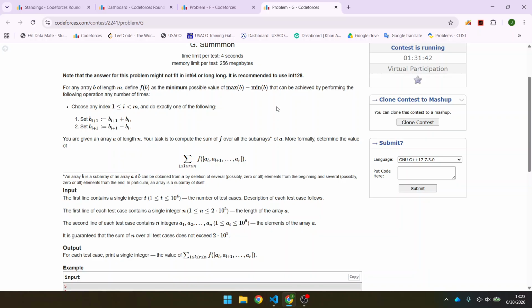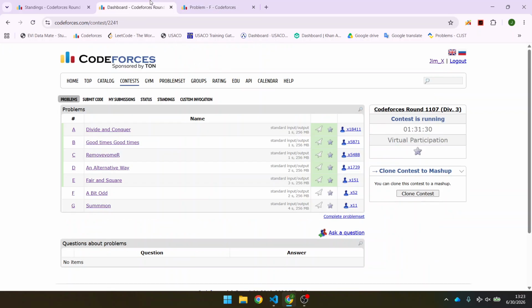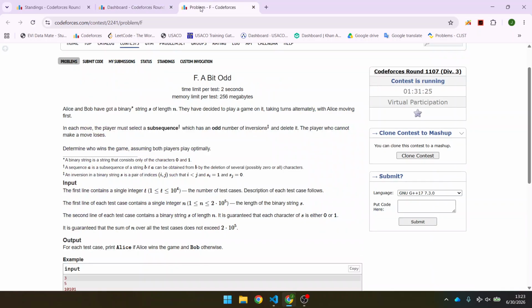Compute the sum of F over all the subarrays of A. Guess I'll try to solve. Each character of S is 0 or 1.